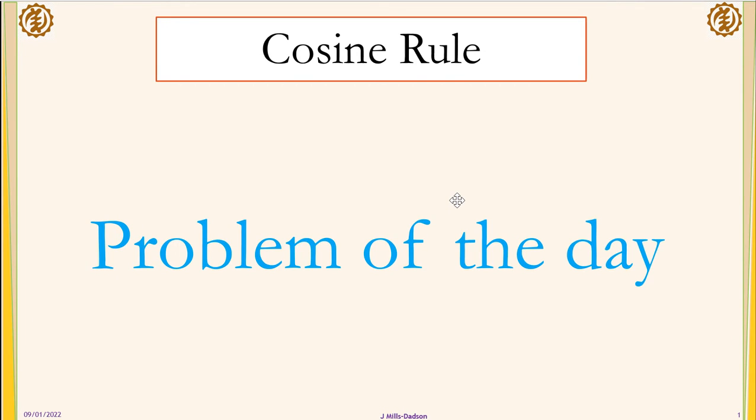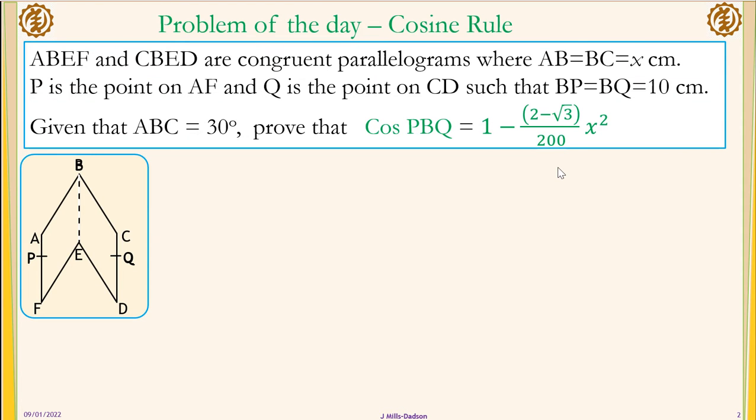In today's presentation, I'm just going to go through a problem of the day question related to the cosine rule. So what's the problem for the day? We have ABEF and CBED are congruent parallelograms where AB and BC equal x cm.